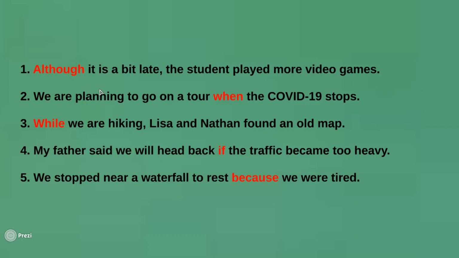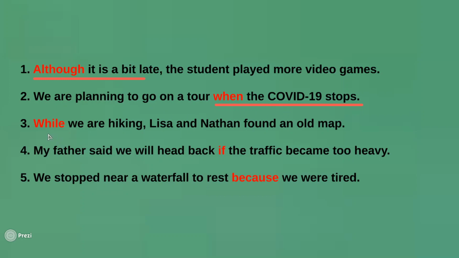Now, where are the dependent clauses? So again, they are very close to the subordinating conjunction. So although it is a bit late, that's our dependent clause. It cannot stand alone. It doesn't make sense, even if you read it again. Next, when the COVID-19 stops. Does that make sense to you? No, it does not make sense. So it cannot stand alone because this is called a dependent clause. It needs the rest of the sentence to make it a complete thought.